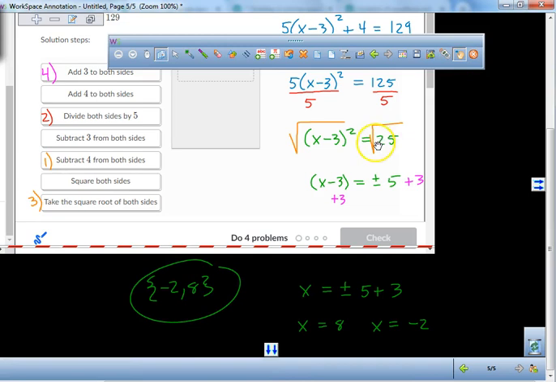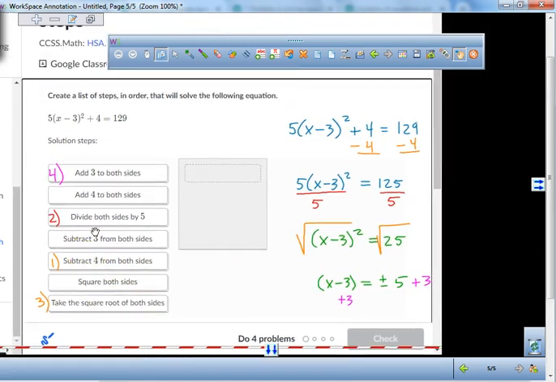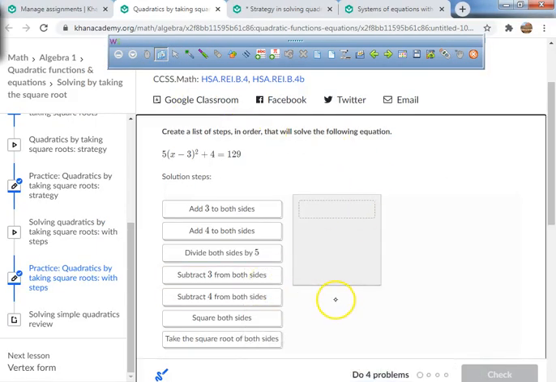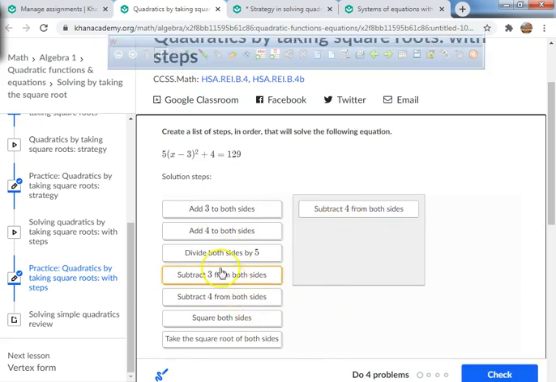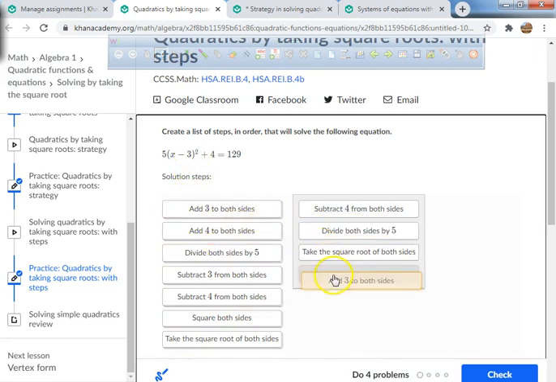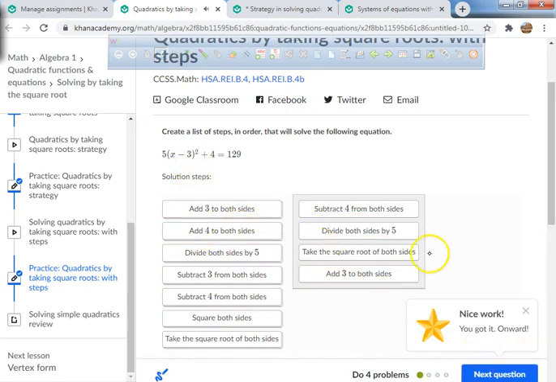But right now, all we're doing is what? Order. What's the first step? Subtract 4 from both sides. Second step, divide both sides by 5. Third step, take the square root of both sides. Fourth step, add 3 to both sides. And that's it. It's like taking candy from a baby, which you shouldn't do. Okay, that's not right, but it's really easy. So subtract 4 from both sides, divide both sides by 5, take the square root of both sides, and then add 3 to both sides, and voila, I'm done.